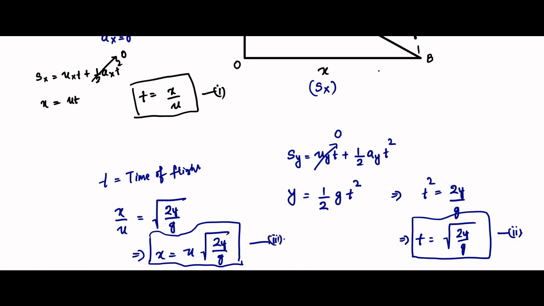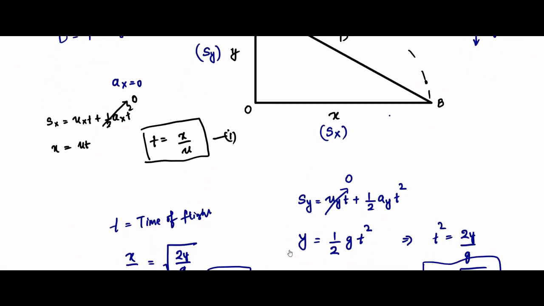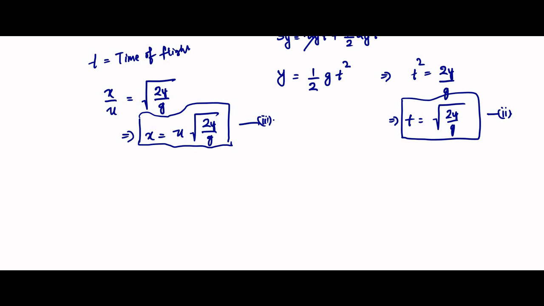Now going back to the first part where we expressed the distance AB as root over of x square plus y square, the Pythagoras theorem, we'll make the substitutions. So D is equal to root over of x square plus y square. It is better that we express it in terms of one parameter, x or y. Here x is equal to u into root over of 2y by g, x in terms of y. So we'll keep y as it is and we'll substitute x with this. So that is equal to u root over of 2y by g, whole square, plus y square.